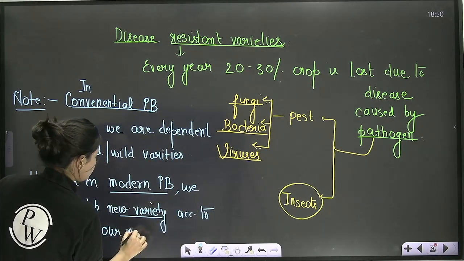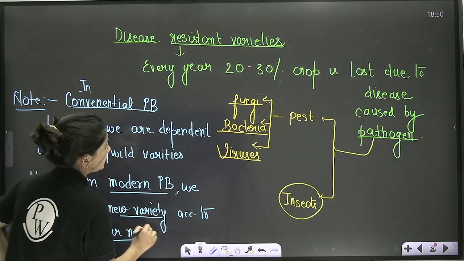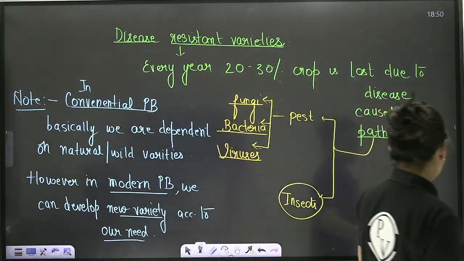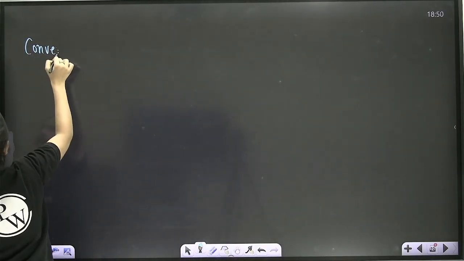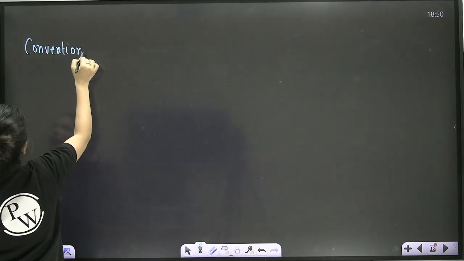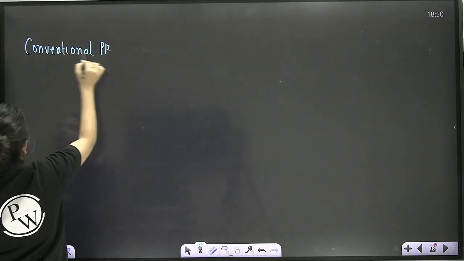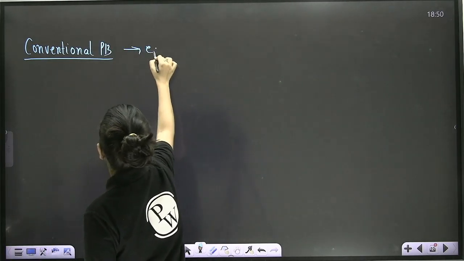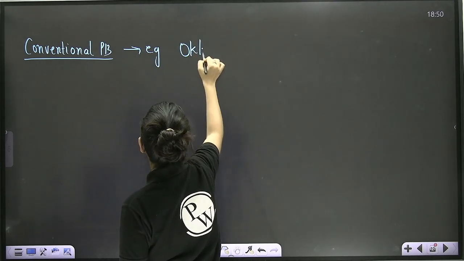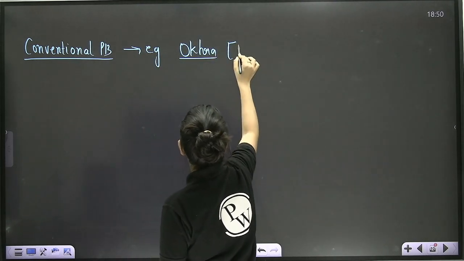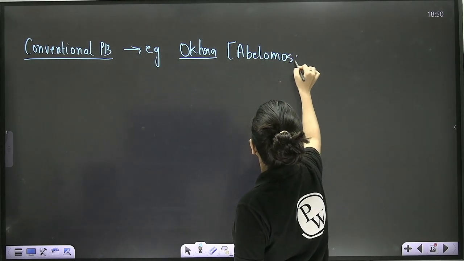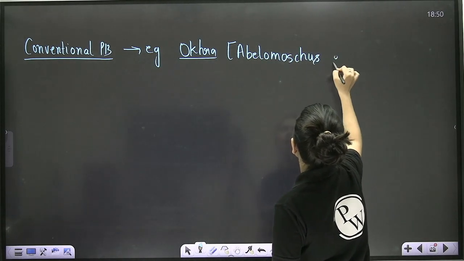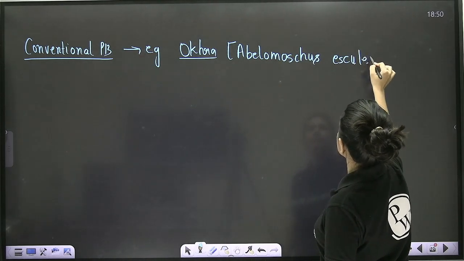Now let's try to understand this with the help of an example, right? So first I'm going to quote an example for conventional plant breeding and then for mutational plant breeding. When I talk about conventional plant breeding, the best example I can remember is of okra. You know, okra is bhindi. The scientific name of okra is Abelmoschus esculentus.